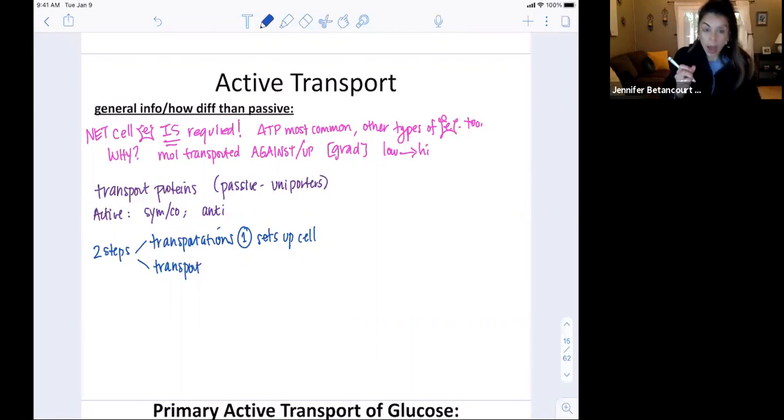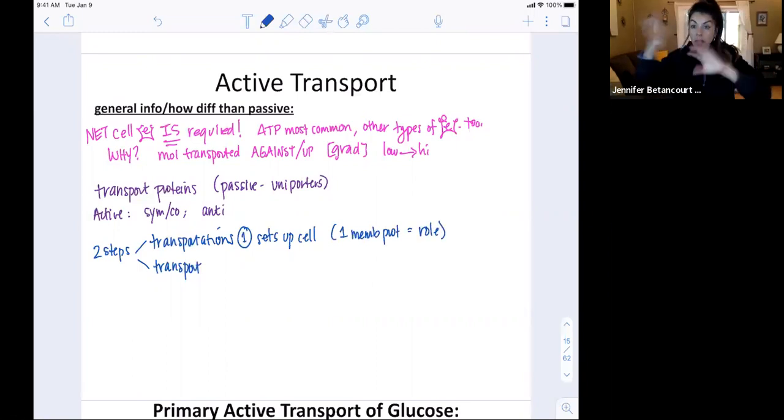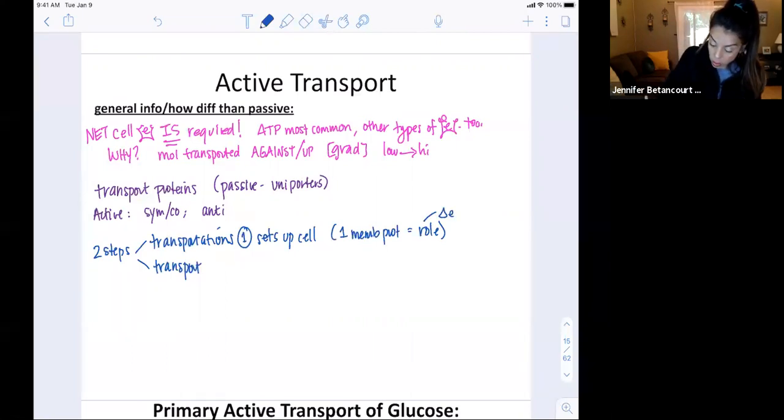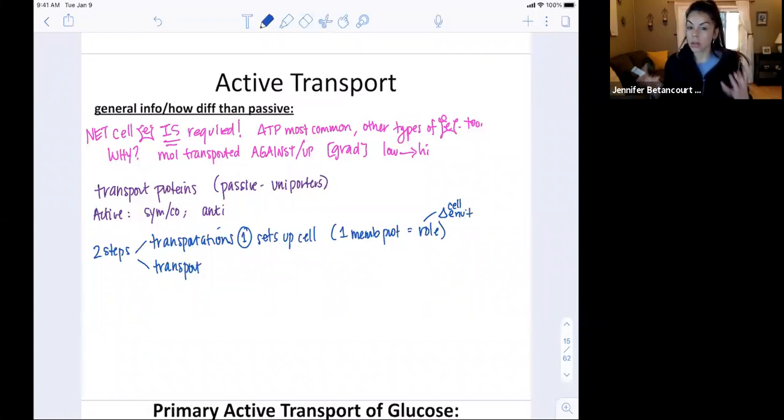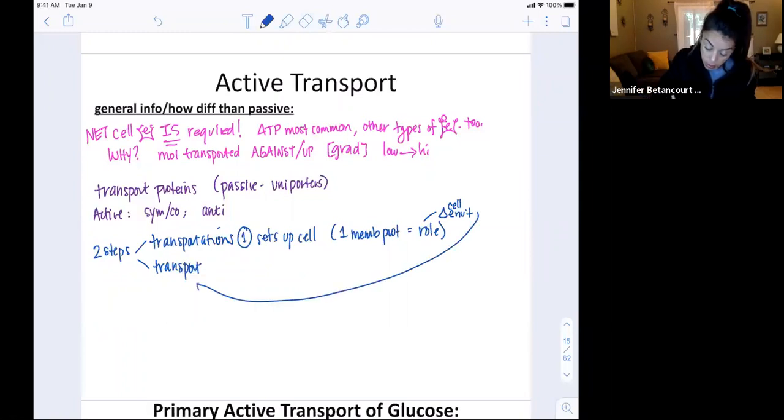So you have one protein, usually one membrane protein, and it has a specific role. That role changes the environment of the cell. So we'll just say change cell environment. The way that it changes the cell environment is what activates the next transport protein to do its job. So transport molecule number 2 can work.